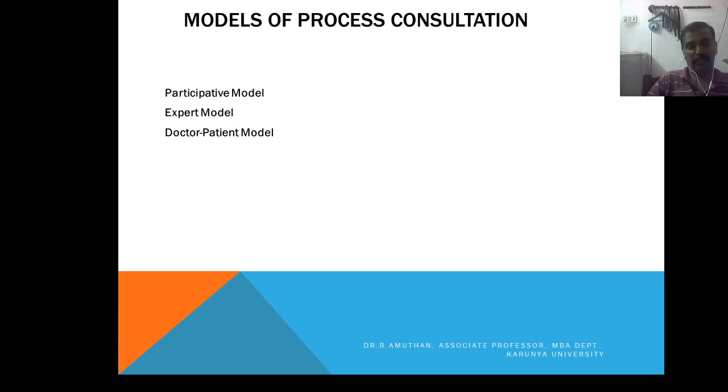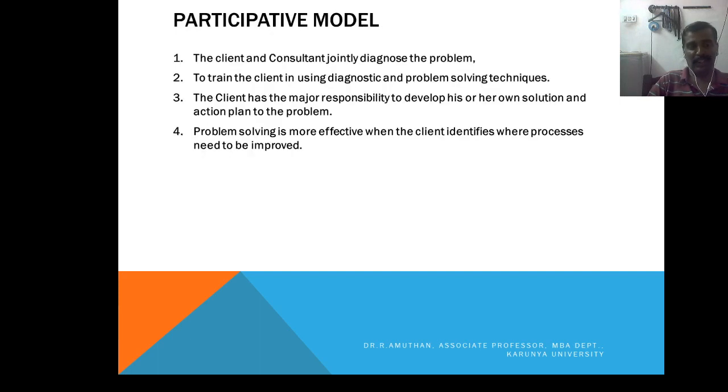Okay, so let me go to the first model in detail. See, what is the participating model? There is you and the client. You are a consultant and the client is on the other side. You jointly sit together, talk about the problem, seek the solution to the problem and get it solved.